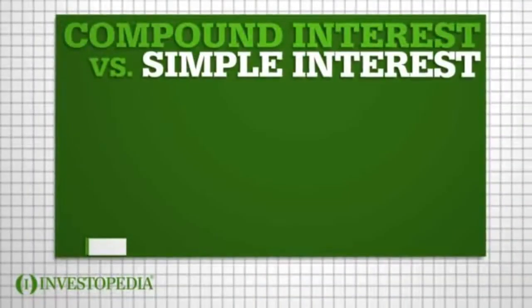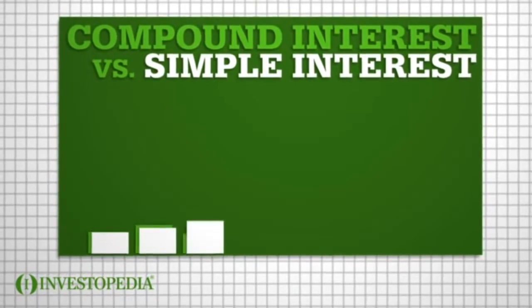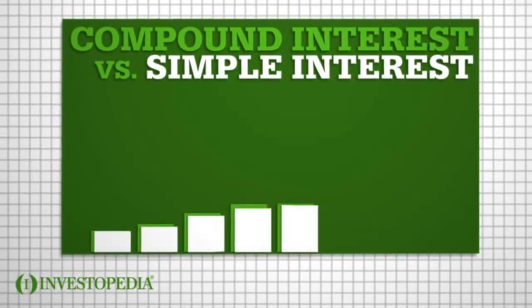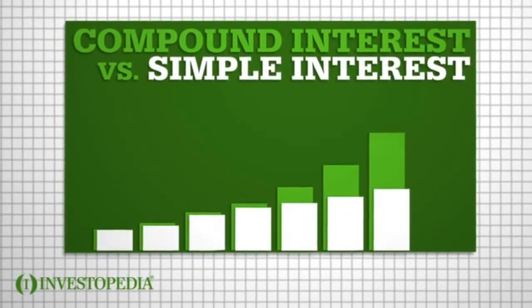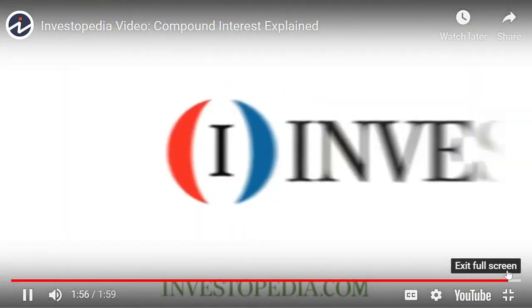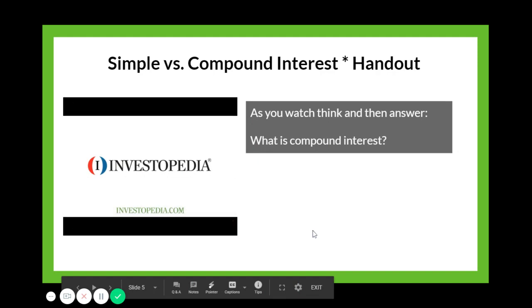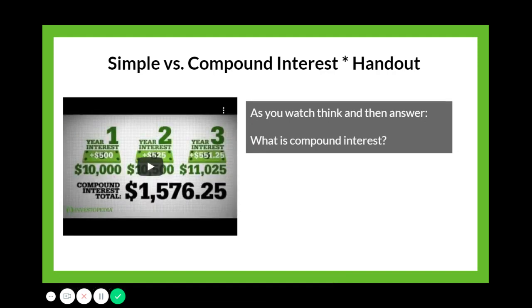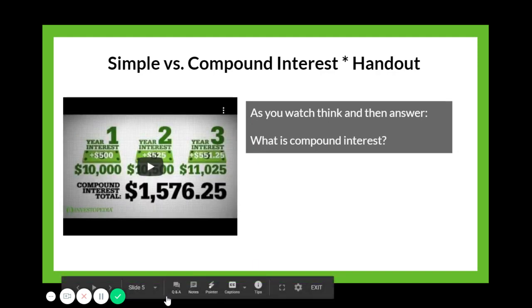$76.25. The effect of compounding becomes especially powerful over longer time periods as the amount of earned interest becomes larger and larger. Now pause the video and write down your own definition of what compound interest is. Press play when you're done.